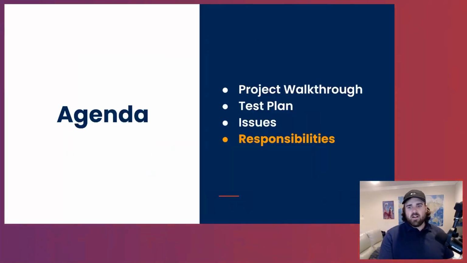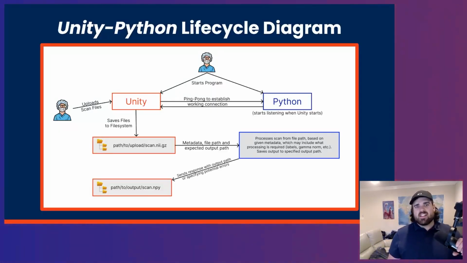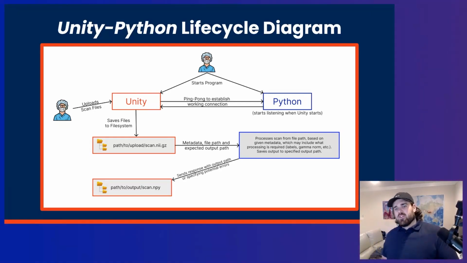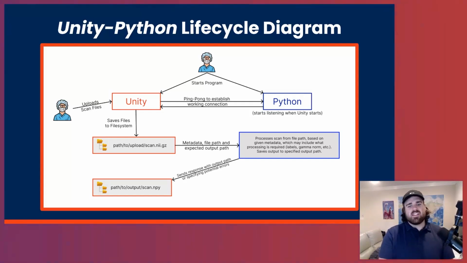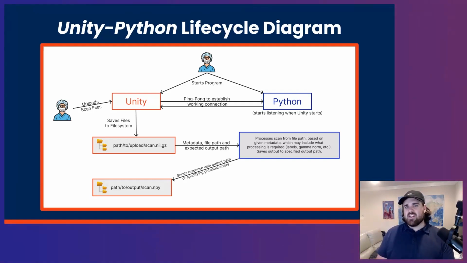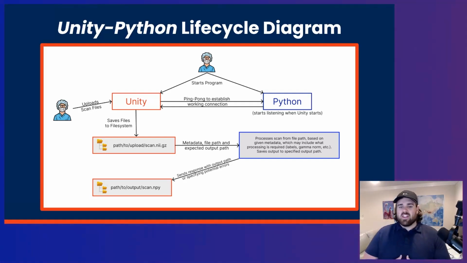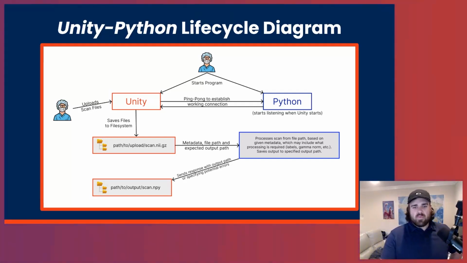My responsibilities as of now are still to create the Unity Python lifecycle, where Unity starts Python and Python creates a connection, and then Python waits until Unity sends it a file. It basically sends the metadata and file path of what she wants, and then I do all the processing in Python because it's a lot easier and more programmer-friendly, and then I output to her a .npy file that she can use in her own VR system.